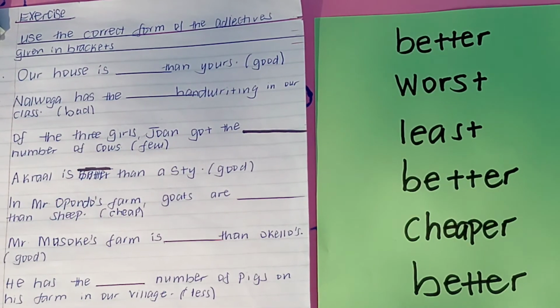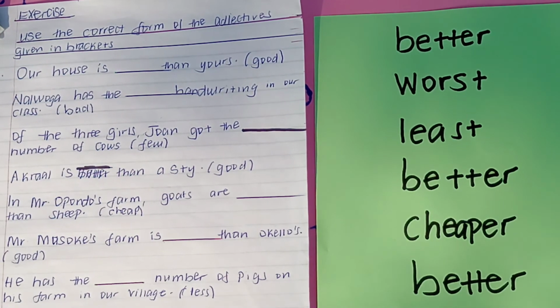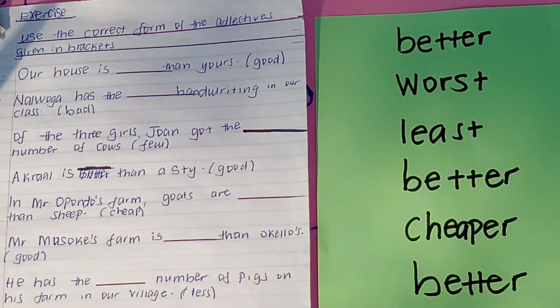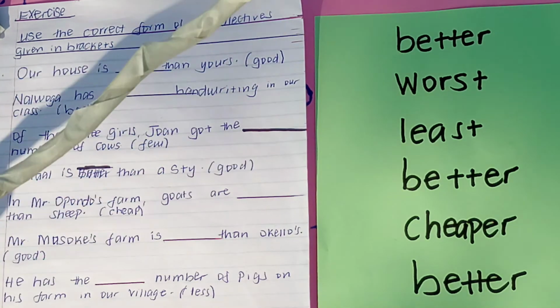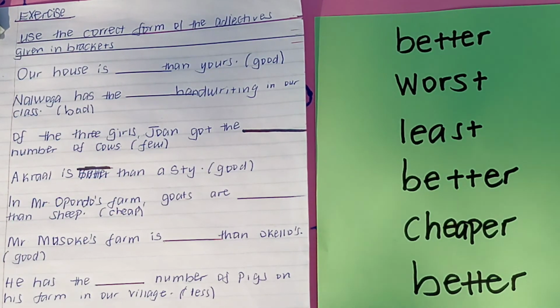Okay, did you do the exercise? Good. So, get ready and we mark. Okay, we are supposed to use the correct form of the adjectives given in brackets. Are we ready? Okay. Our house is better than yours. We had good and it changed to better.